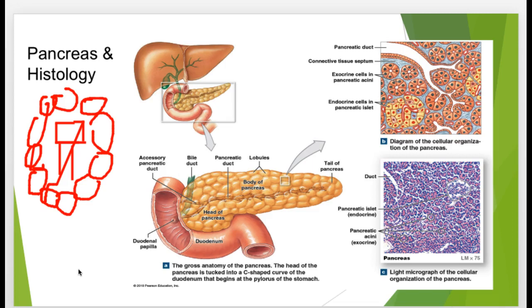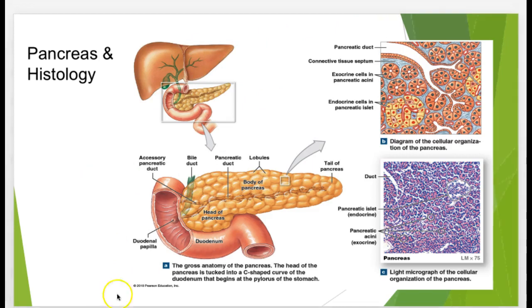And so our liver produces the bile. The bile is then stored within our gallbladder and is then secreted out of this common bile duct into this area when necessary. So the higher the fat content of your meal, the more bile that is secreted.